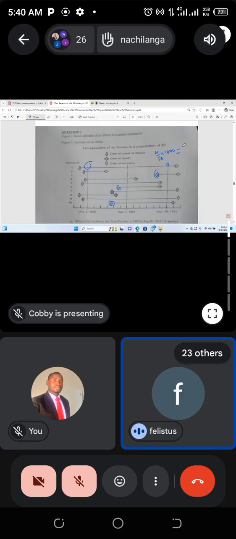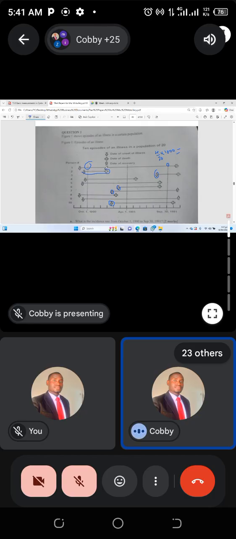Sir, I have a question. Why are we using 20 when 2 people died from January to September? Okay, yeah. So we have this one, this person died. Which one else died?